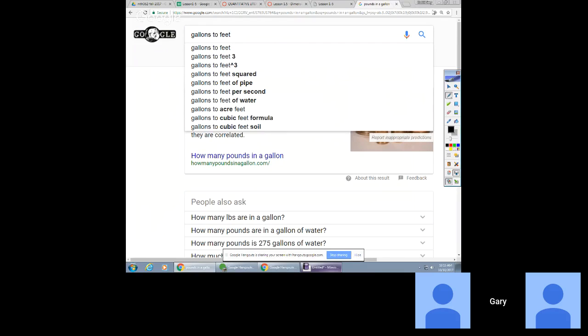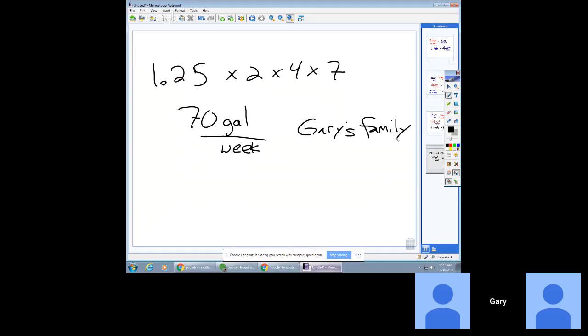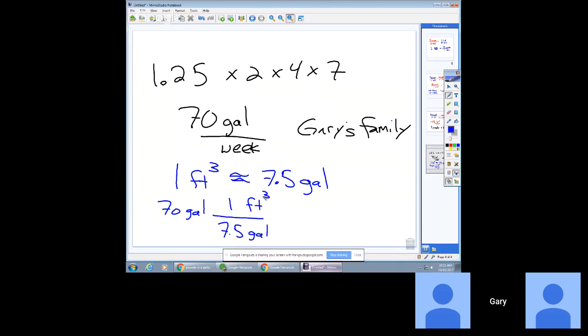Okay, so let's go back here. I usually have to write this down a couple of times before I get it right. In 1 foot cubed, so a foot by foot by foot box, there are about 7.5 gallons. So then, converting my 70 gallons, I'll have to multiply by a fraction with the 7.5 gallons in the bottom, so I can change to cubic feet on the top. So cubic feet or feet cubed, whichever way you want to write it.